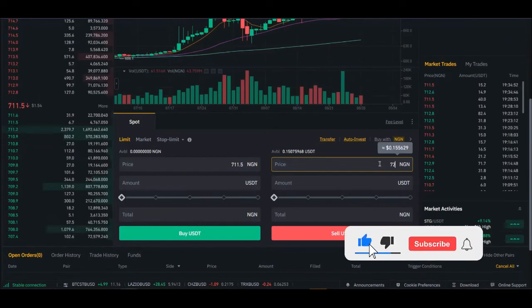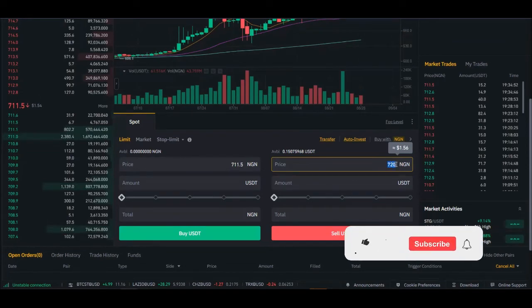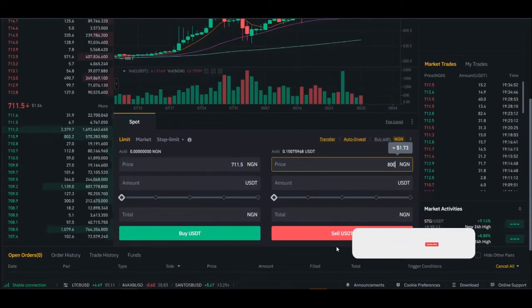You bought at 711 Naira, you now say, I want to sell this at 720 Naira. When you sell at 720 Naira, it means that you are making a difference of around 9 Naira per transaction. You can say, I want to sell at 1,000 Naira if you believe that, or at 800 Naira or whatever, and you place a limit sell. This will not happen immediately, but give it a few days, a few weeks. Once that is completed, you'll be making profit from this.